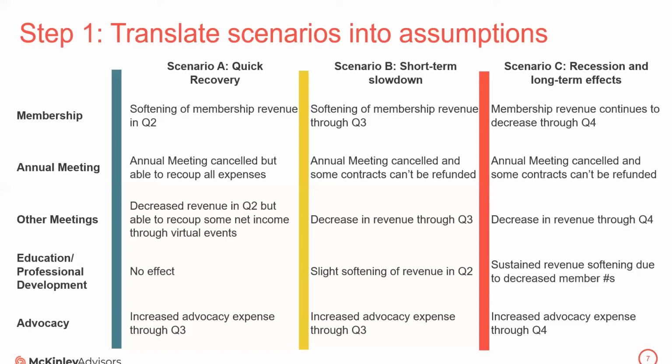Again, the idea is to start broad, but then as the virus unfolds and as you get more data on how these revenue streams could be impacted, you can update your assumptions and projections. This is definitely a living model, and it's not going to be static.